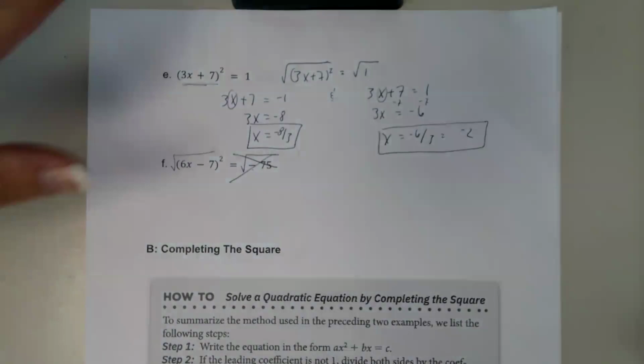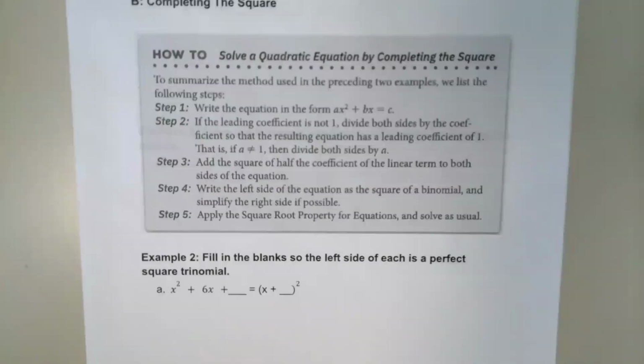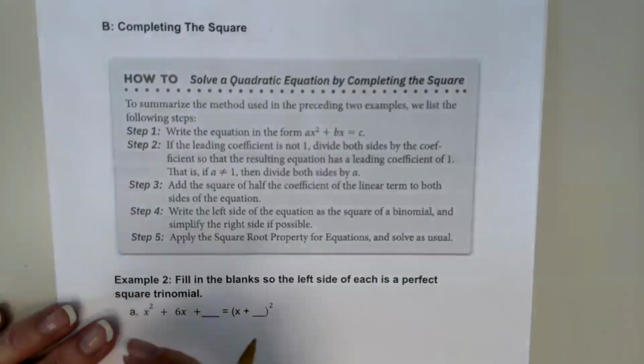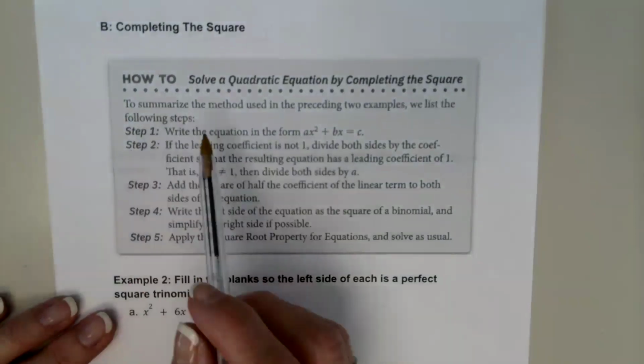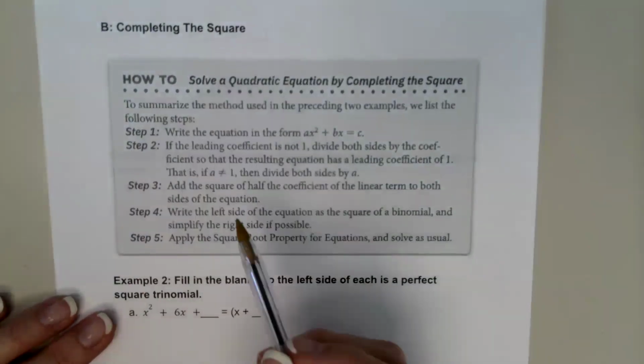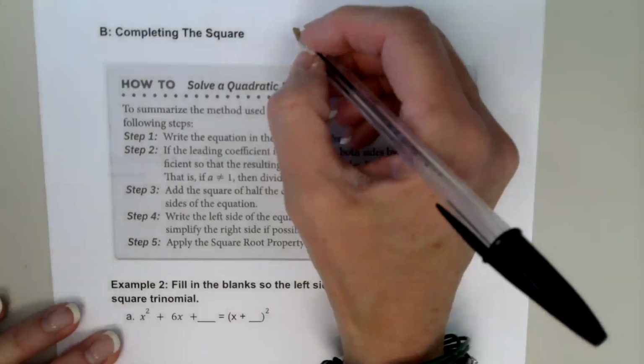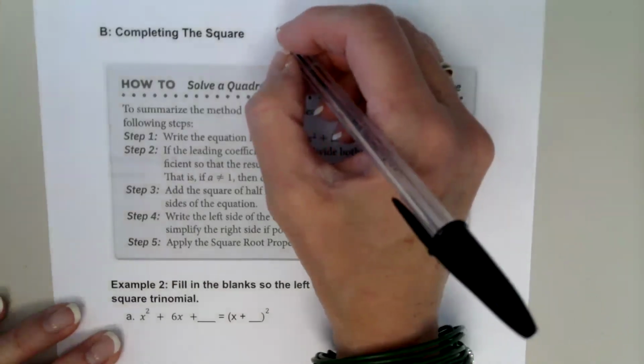Okay. So building on this idea is something called completing the square. So completing the square means I ideally want to have something that is a perfect square.